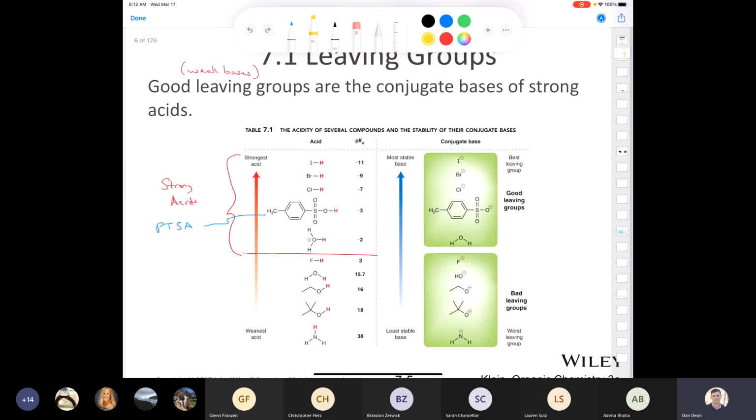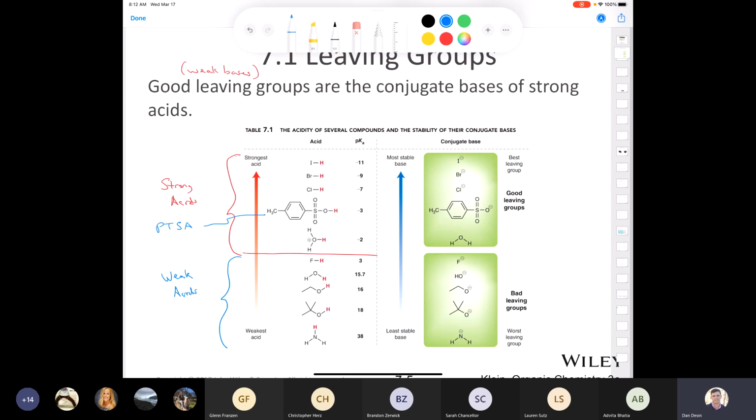The iodide, the bromide, the chloride. This would be called a para-toluene sulfonate, so this would be a sulfonate. And here we have water, right? Water is the conjugate base of hydronium, which is a strong acid, and therefore it's going to be a good leaving group. Now, if we go beyond that, when the pKa increases, these are going to be considered weak acids.